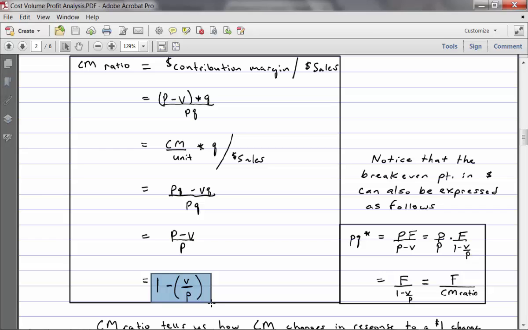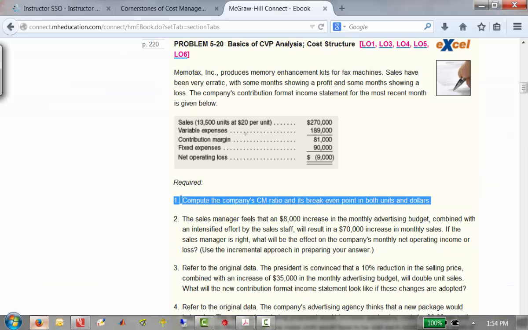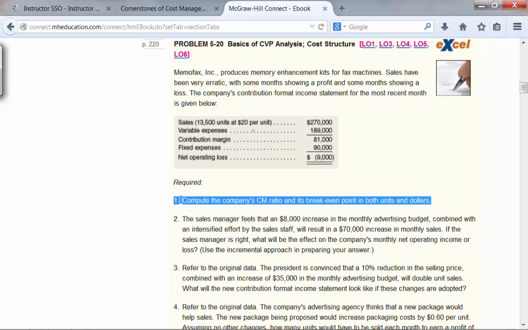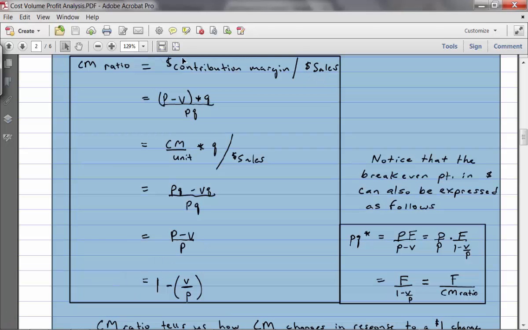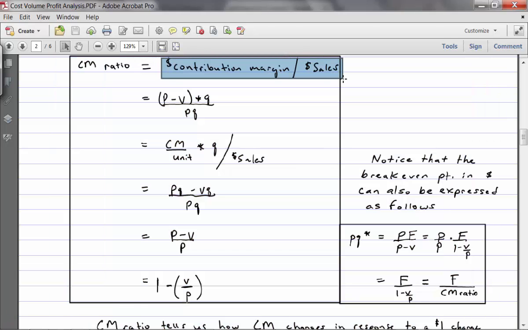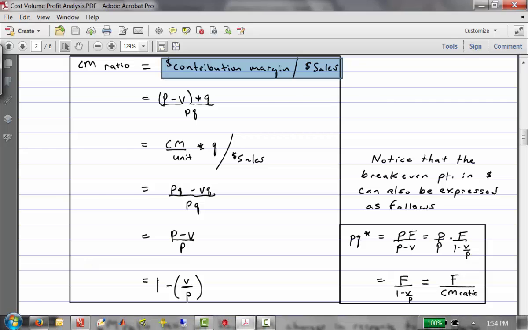But we don't have V and P directly. We have P, which is $20 per unit, but we don't have variable expense per unit. We have total variable expenses, 189,000, and we know how many units they made, so we could get the variable expense per unit, V, by just taking 189,000 divided by 13,500 units. That would give us V, and we have P, and we can do 1 minus V over P. But since we don't have V directly, let's use this formula for the contribution margin ratio. We do have both of these things directly.